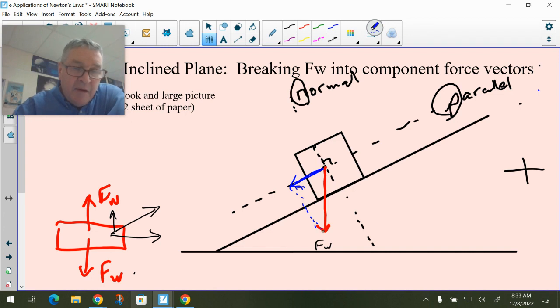Now I need a name for how much of that weight is going parallel. So I'm going to call this FW for weight. I'm going to call it P for parallel. And we'll talk more about what exactly this is later, and I'll derive the equations for it.